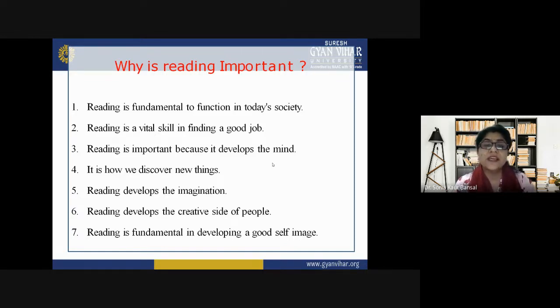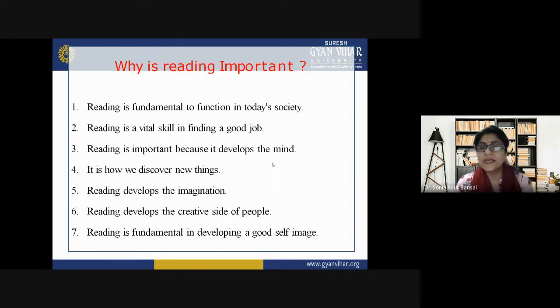When you are reading, you yourself want to create something, written material that people are going to read. So reading develops the creative side of people. Then reading is fundamental in developing good habits. Reading is fundamental in developing a good self-image also. So how you present yourself, that's very important.